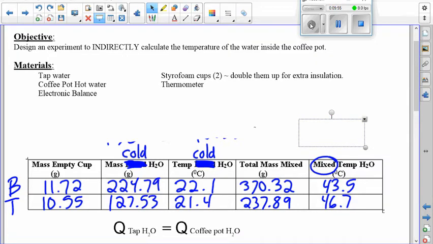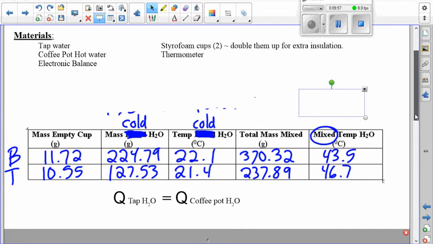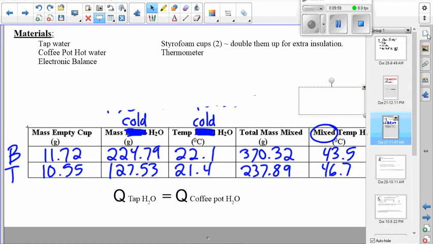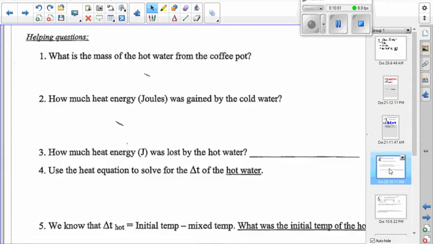So let's see if we can figure this out, okay? I'm going to go through our breakdown questions. I will need a few people to call out some numbers for me because I can't look at the chart at the same time. So mass of the hot water, let's see here. I'm going to talk about Barrick's data. Can someone tell me what the total mass is, cup plus the hot plus the cold, what that whole mass was?